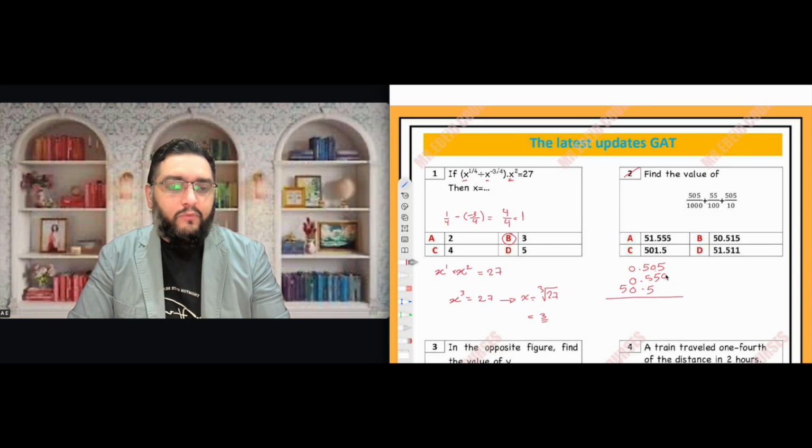Just add. You can add a 0, you can add 2 zeros. 5 plus 0 plus 0 is 5. 0 plus 5 plus 0 is 5. 5 plus 5 plus 5 is 15, so write 5 and carry 1. Don't forget to write down the decimal point. Then 1 plus 0 plus 0 plus 0 equals 1, and write down 5. So it will be 51.555. So that's it. Let's move to the next question.